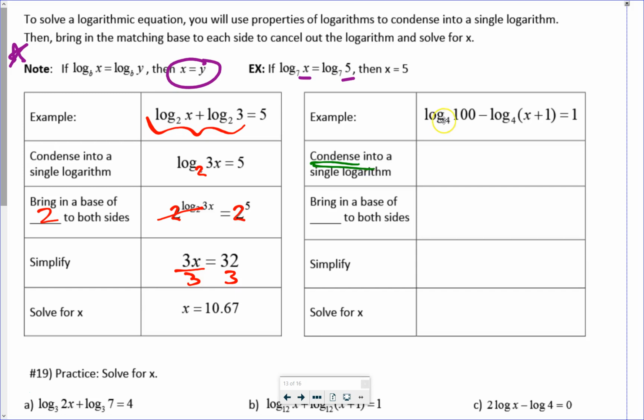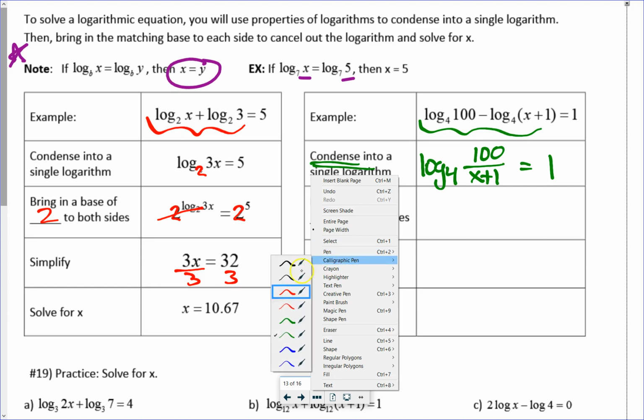Okay? So, how am I going to bring these together? Log 4 of 100 over x plus 1. You're doing the quotient property, you're dividing. And it's equal to 1. And then you bring out that 4. So I'm not bringing out a 4. Be careful with your verbiage. You have to bring in a base of 4.